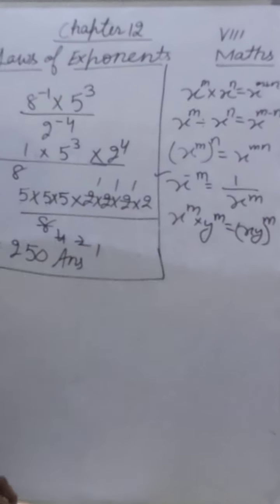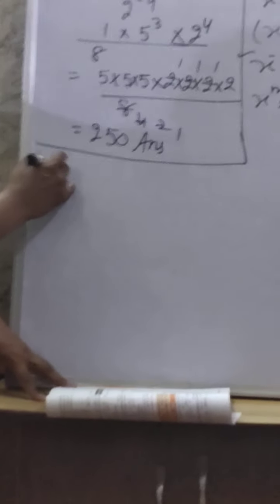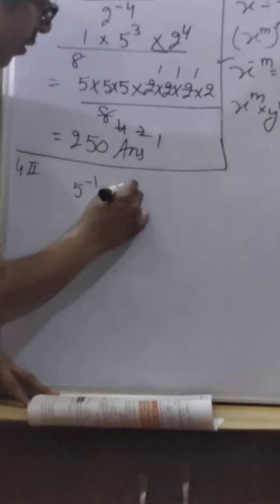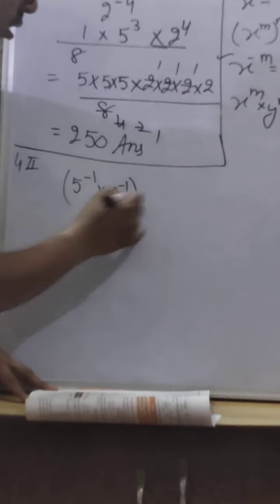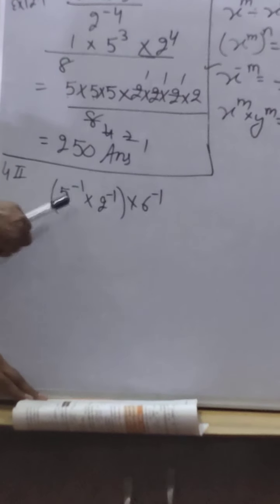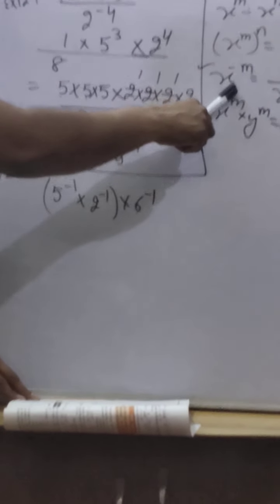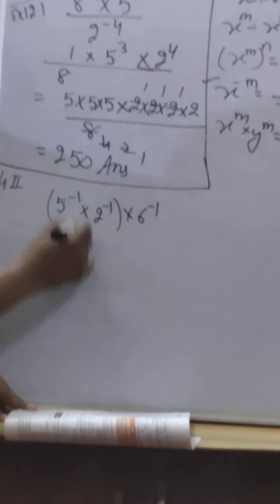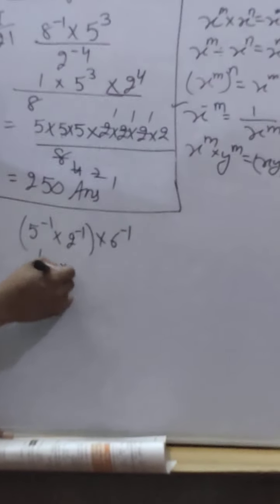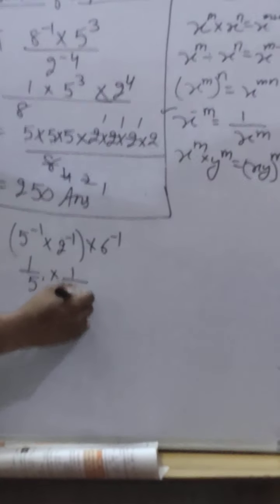So my dear friends, one more part I am taking. Second part: 5 power minus 1, 2 power minus 1 into 6 power minus 1. Again you apply these laws. X power minus 1, you take the reciprocal, and the power will be positive. So 5 power minus 1 is 1 upon 5 power 1. 2 power minus 1 is 1 upon 2.